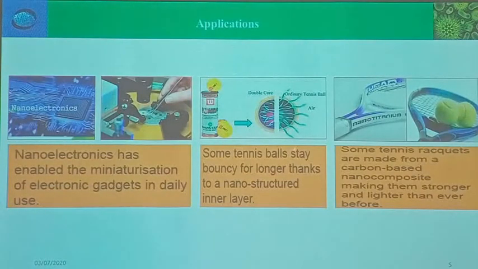So some tennis balls stay bouncy for longer thanks to a nanostructured inner layer. See, here is the inner layer of nanomaterial which helps them stay bouncy for longer. Another example: tennis rackets are made using composite material, nanocomposite material, which gives better strength to the rackets. Carbon-based materials are used to make this composite, making them stronger and lighter than before. So this is another application of nanotechnology in the sports sector.